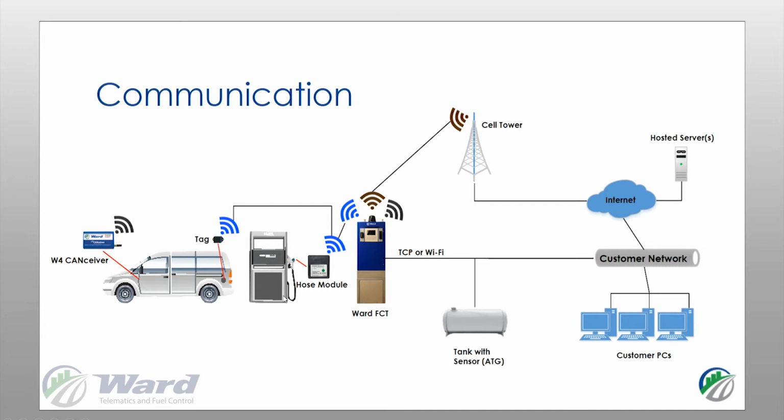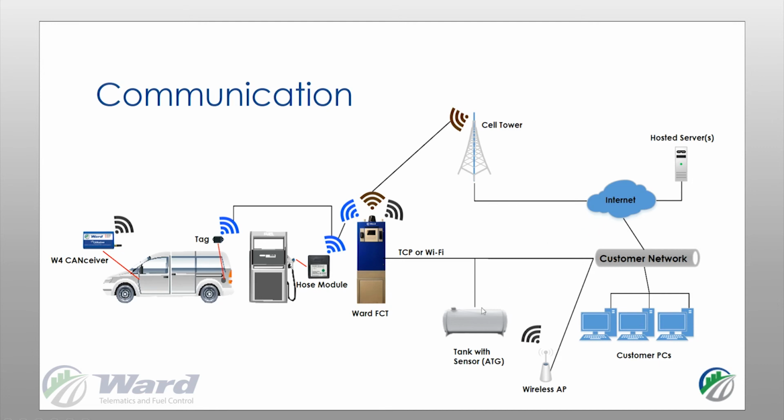With the Ward 4 CAN-ceiver, we also have that wireless AP. That wireless AP can be talking to the terminal if you're using a tunnel network, or it can just be talking to the CAN-ceivers as well. And all of this is talking together. You have your CAN-ceivers and your tags that are both talking to the terminal, and your CAN-ceivers can also be talking to the wireless AP, or a different network. You have the hose modules talking to the terminal itself. Then you have the terminal talking either through cell or through a TCP or Wi-Fi tunnel all the way to the internet that goes to a hosted server.